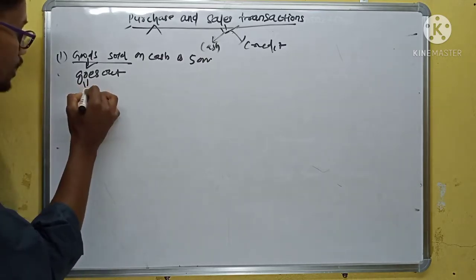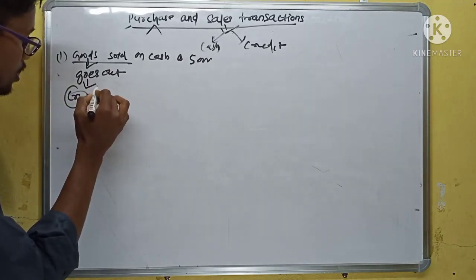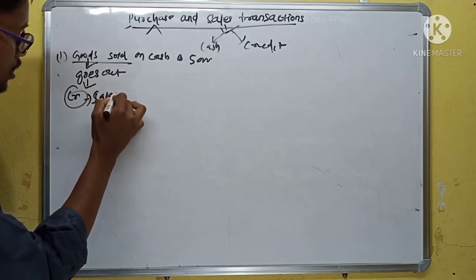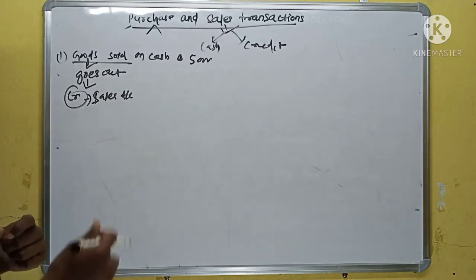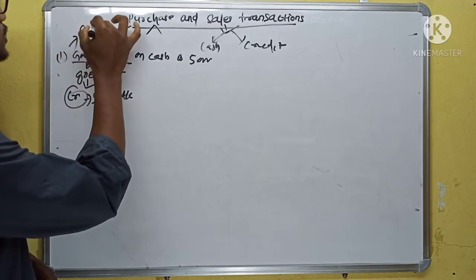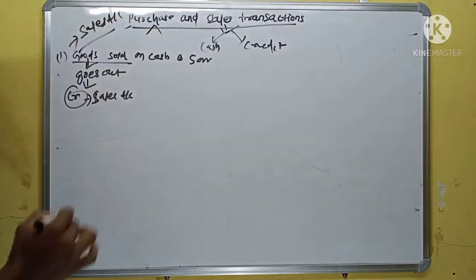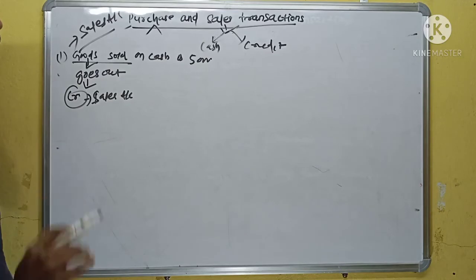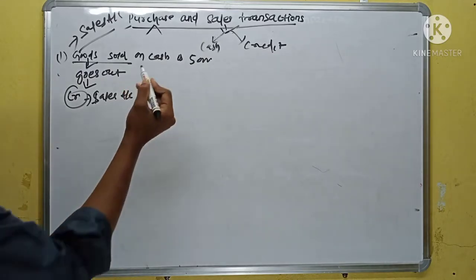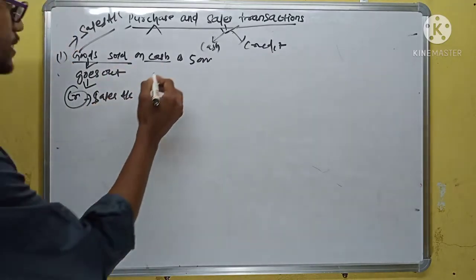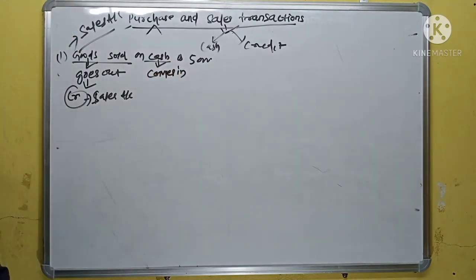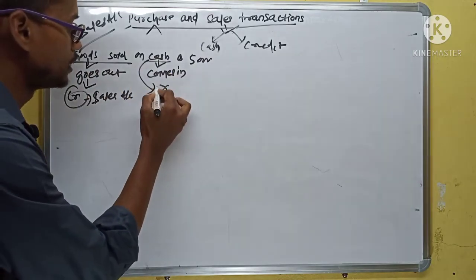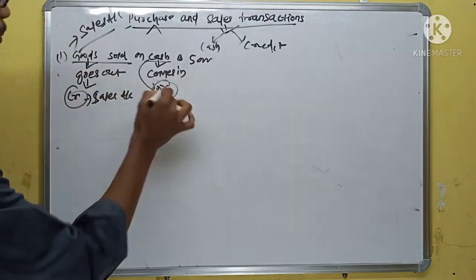So we credit the sales account. When goods are sold, we open a sales account. So here we credit the sales account. And another account involved is cash. Cash comes in. Debit what comes in. So we debit the cash account.